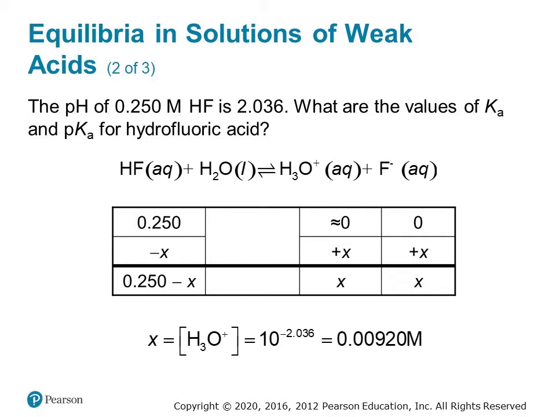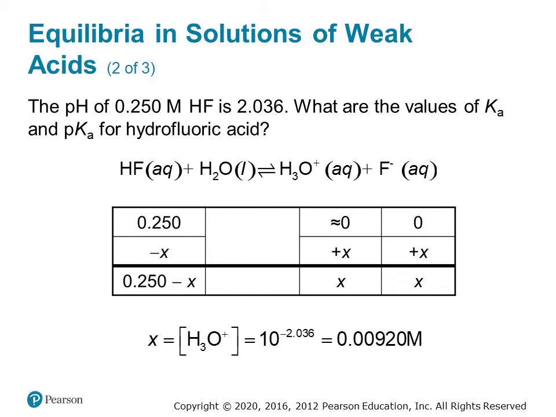So we'll need to account for its equilibrium behavior using an ice chart. Since water doesn't appear in the equilibrium constant expression, we don't need to include it in our chart. In the row of initial concentrations, we have 0.250 molar for HF. That just comes from the problem. The concentration of fluoride is initially 0, since it's only generated when the HF dissociates.